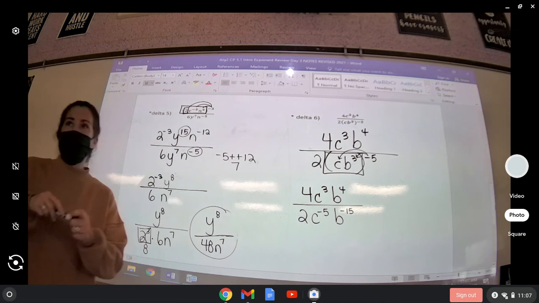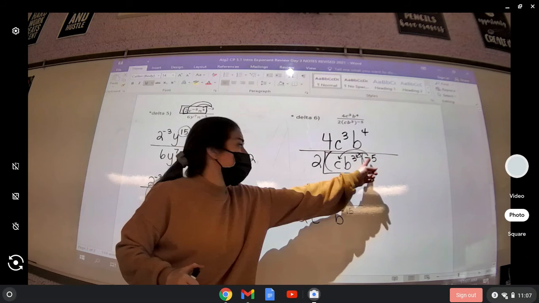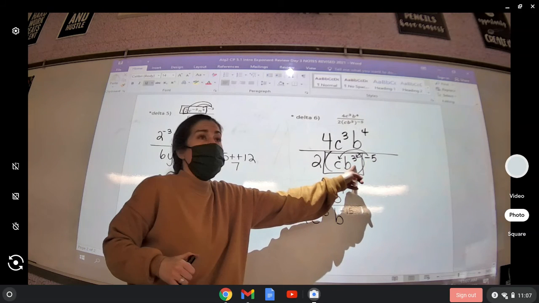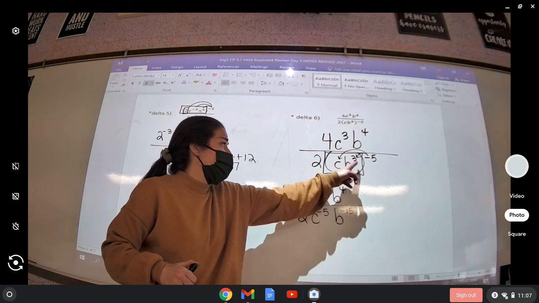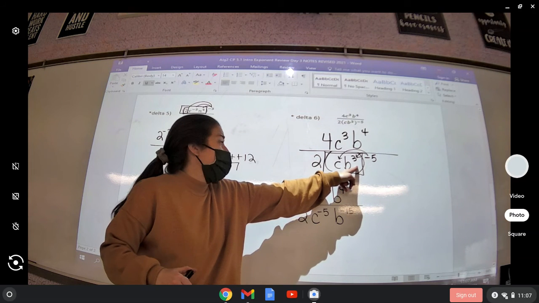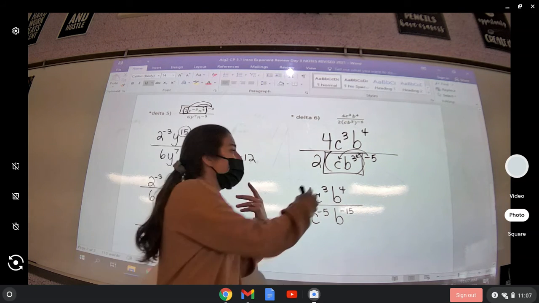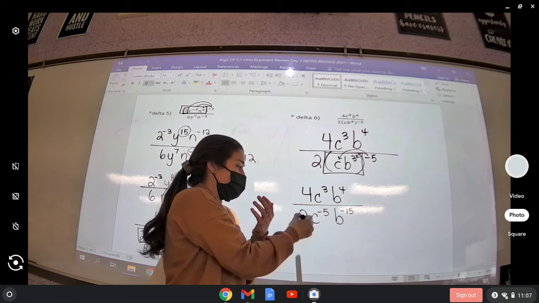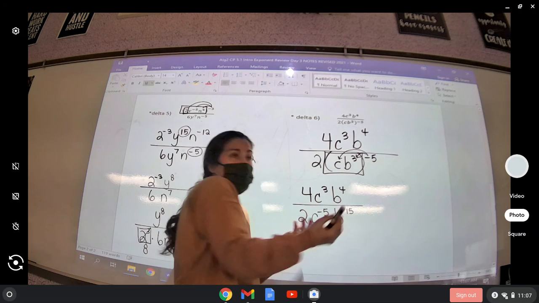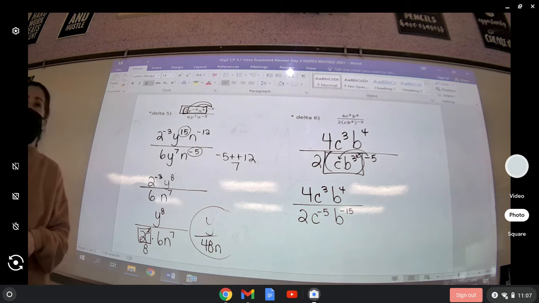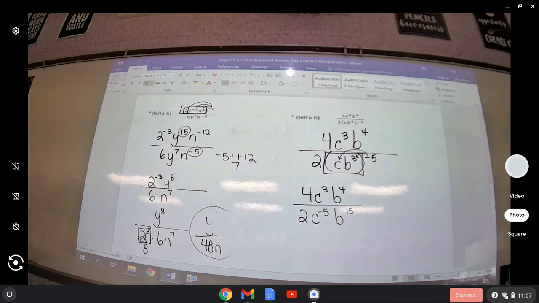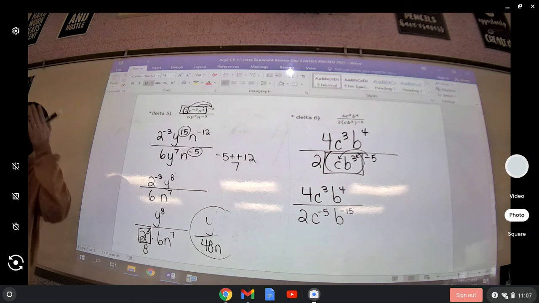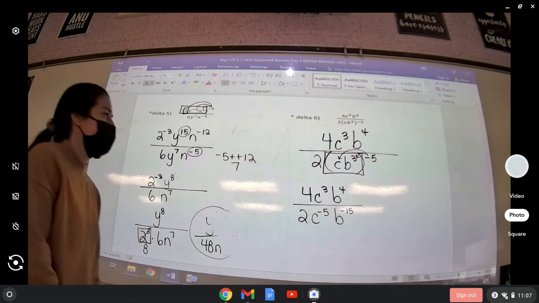So guys, this is what your bottom should become, right? You give the power of -5 to these two pieces. So you get C to the -5, B to the -15, and then you're timesing that with 2. Guys, there was no number in front that you had to multiply with the 2 when it came out. So it's just going to be 2 times the C to the -5, B to the -15. And it's not like you have to distribute the 2 because there's no adding and subtracting. You'd only have to distribute 2 if there was adding and subtracting.